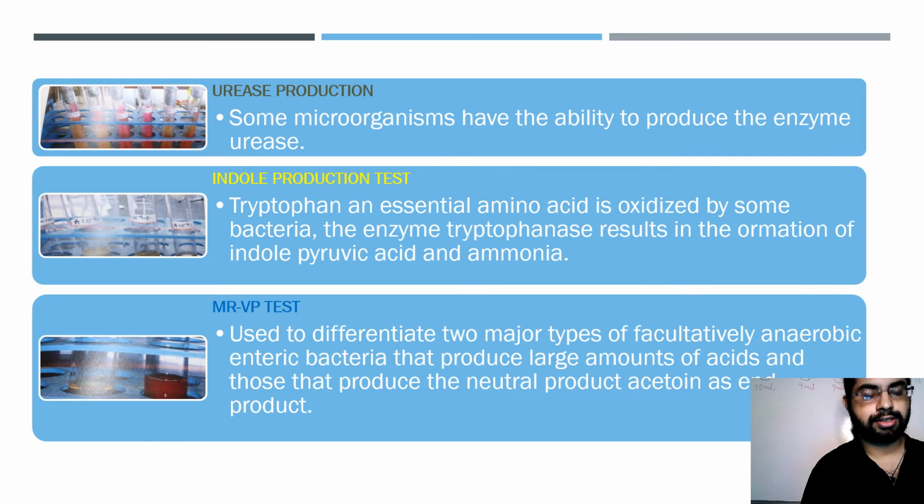Urease production test. Some microorganisms have the ability to produce the enzyme urease. Indole production test. Tryptophan, an essential amino acid, is oxidized by some bacteria. The enzyme tryptophanase results in the formation of indole, pyruvic acid and ammonia. MRVP tests, that is methyl red Voges-Proskauer test. It is used to differentiate two major types of facultatively anaerobic enteric bacteria: those that produce large amounts of acids and those that produce the neutral product acetoin as end product.